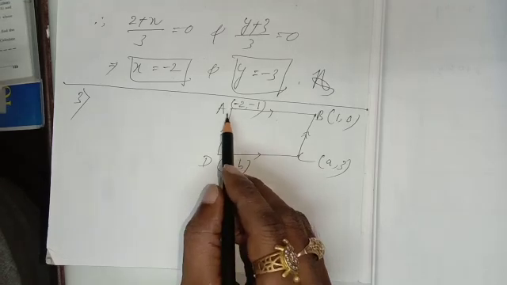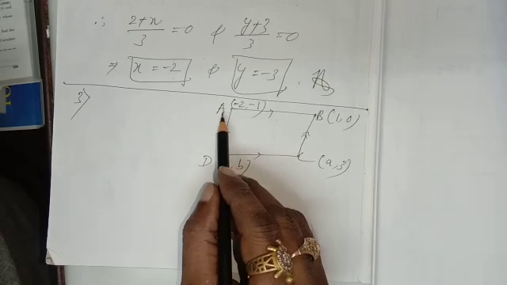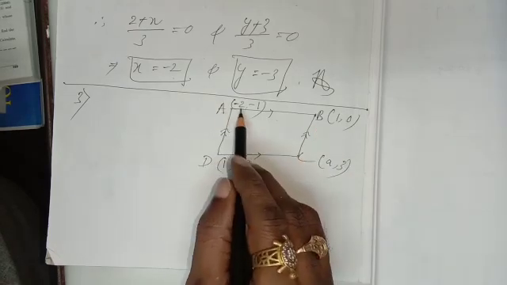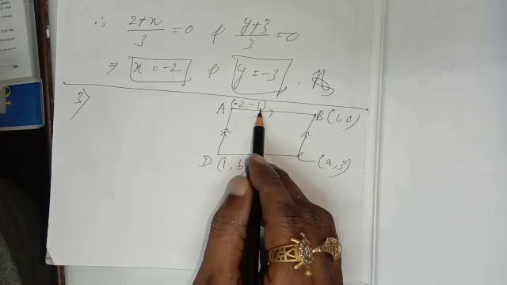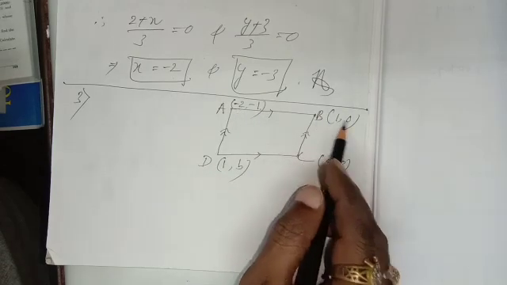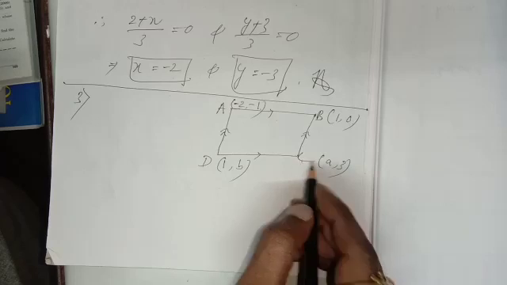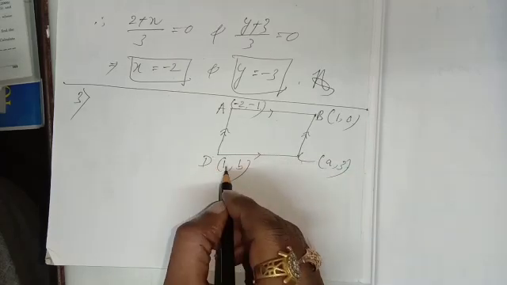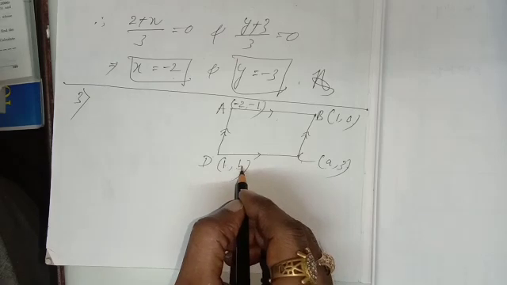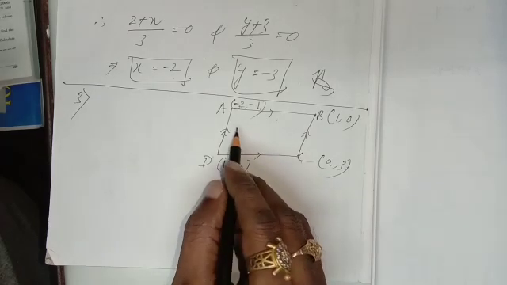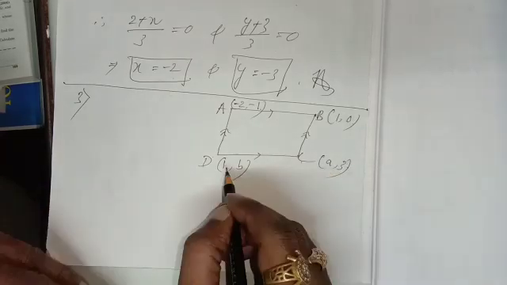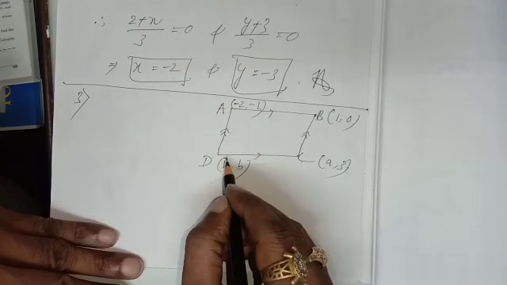Exercise question: ABCD is a parallelogram having vertex A, that is minus 2, minus 1, given; B vertex 1, 0, given; C vertex a, 3, a missing; and D coordinate, that is 1, b. All the vertices of the parallelogram are given, and you have to find the unknown quantities, that is a and b. Okay, so which formula will you apply?